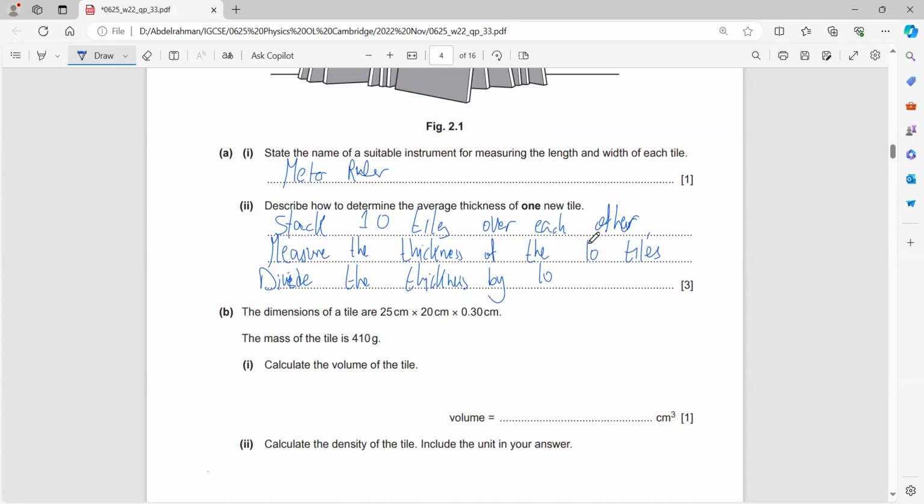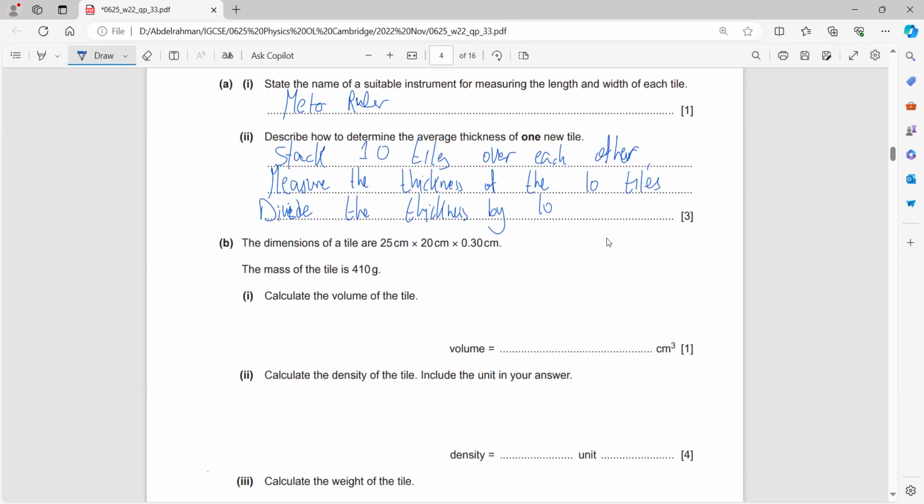Calculate the volume of the tile. Volume equals length times width times height. I don't like final answers only; I always want the steps. First the equation, length times width times height. Then put in the numbers: 25 times 20 times 0.3. And then what's the final answer? 150. That's the volume.